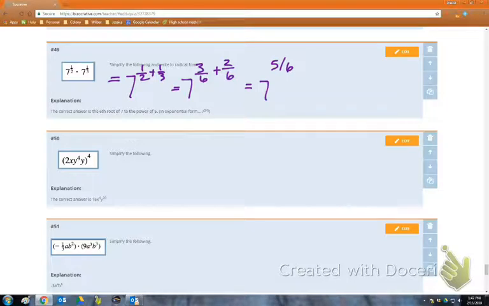Now, in exponential form, it would look like this. If I wrote it in radical form, it would be the 6th root of 7 to the power of 5. So either one of those is correct, but in radical form, it looks like the latter.